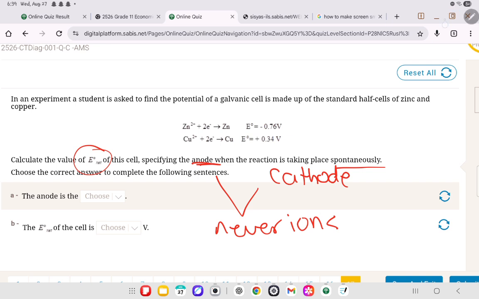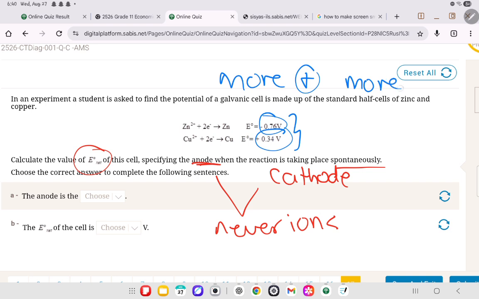Now, what do we need to know? We will look at these. These are called the potentials. These are called the energy potentials. For example, this is the energy potential of zinc, and this is the energy potential of copper. One thing you need to keep in mind is that the more positive the energy potential is, the more reduced it will become.